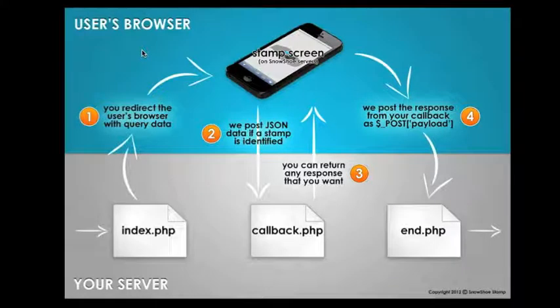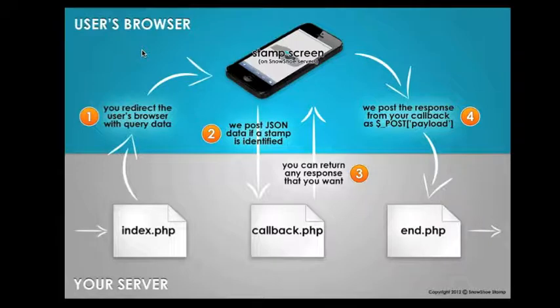So here you can see a workflow of the PHP SDK. In addition to the config file, the SDK basically relies on the three files that we've shown you previously: index.php, callback.php, and end.php. So first you land on the index.php page.